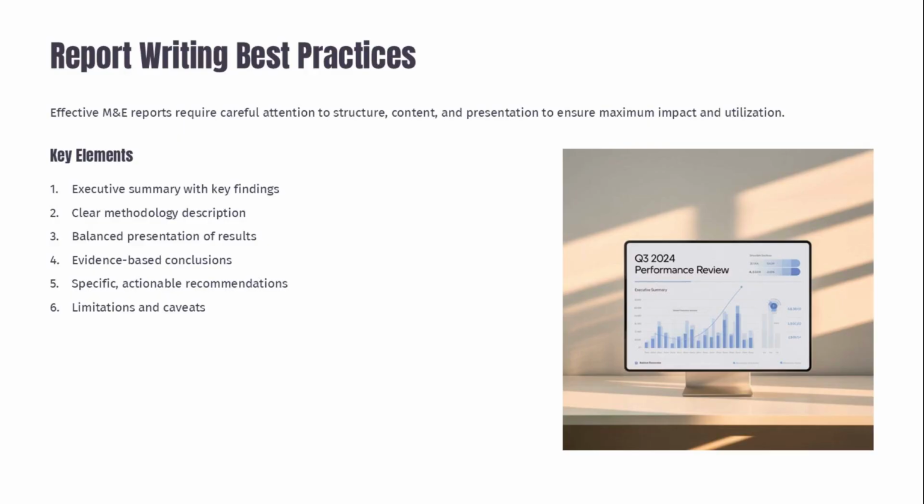Effective M&E reports require careful attention to structure, content, and presentation to ensure maximum impact and utilization. Key elements include an executive summary with key findings, clear methodology description, balanced presentation of results, evidence-based conclusions, specific actionable recommendations, and limitations and caveats.